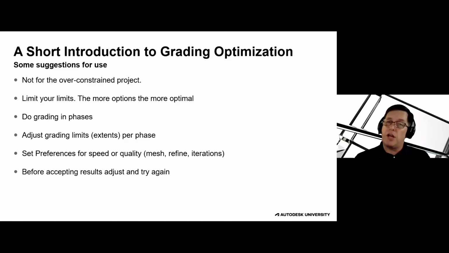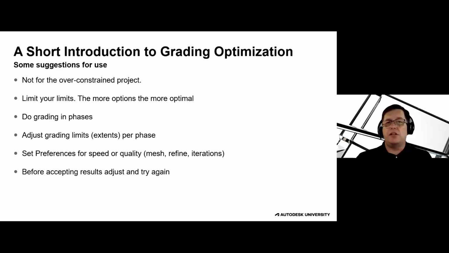Now, also some suggestions for use of grading optimization. I don't know that it's always the best for every project. For those projects that are over-constrained and have a lot of parameters that you can't bend or break, it may not be the best tool for that. I was joking with an engineer the other day about how often our projects are so limited that we don't really get the choice, and the projects design themselves for us, and they tell us what they need to be. For those, grading optimization may not be what you want to use.